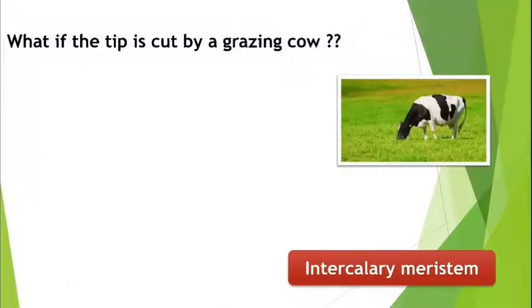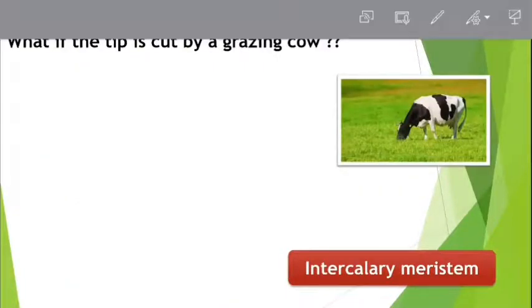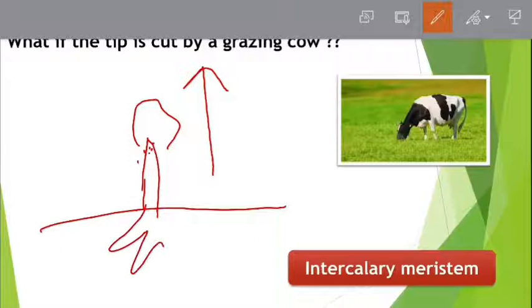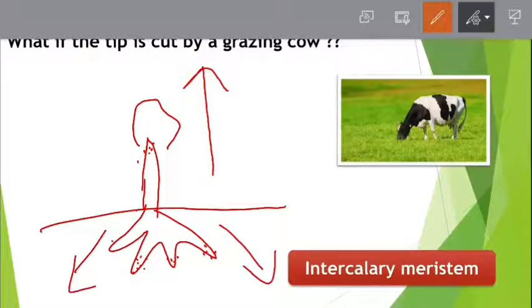This is a stem of a plant, and here is the apical meristem, which is responsible for increase in length of the plant. In the roots of the plant also, at the root tip, the apical meristem is present, which is responsible for the increase in length of the roots.